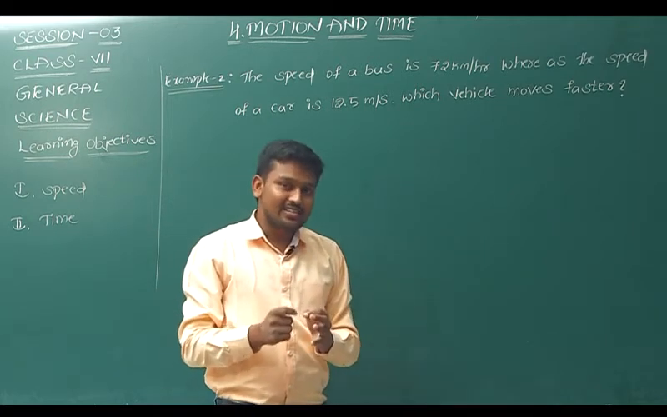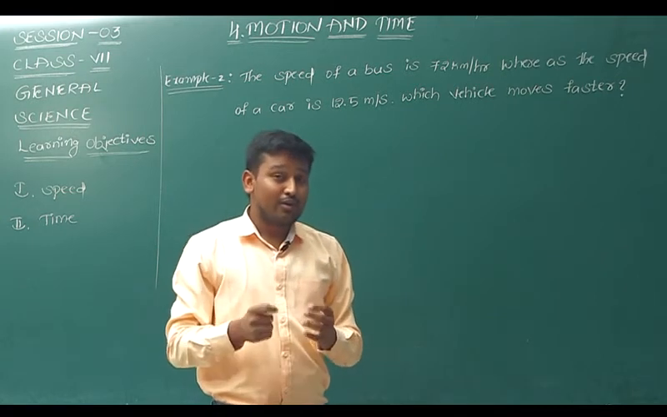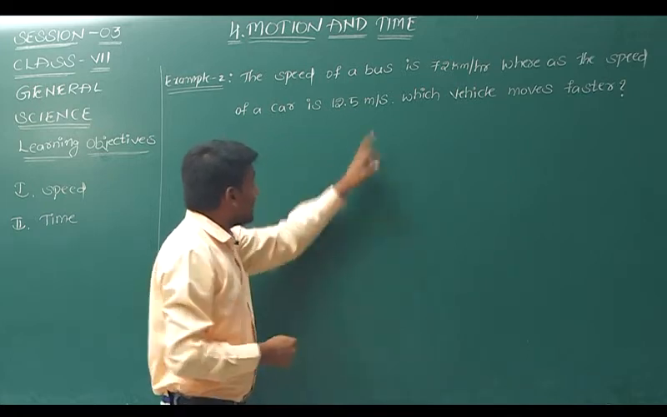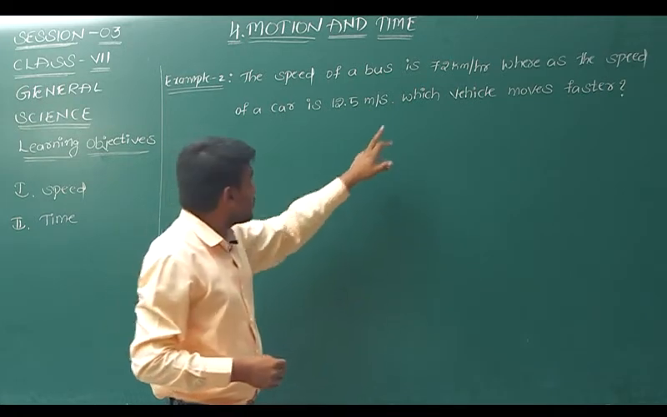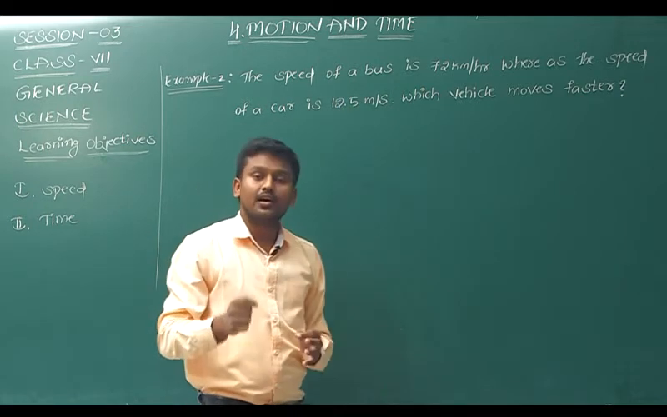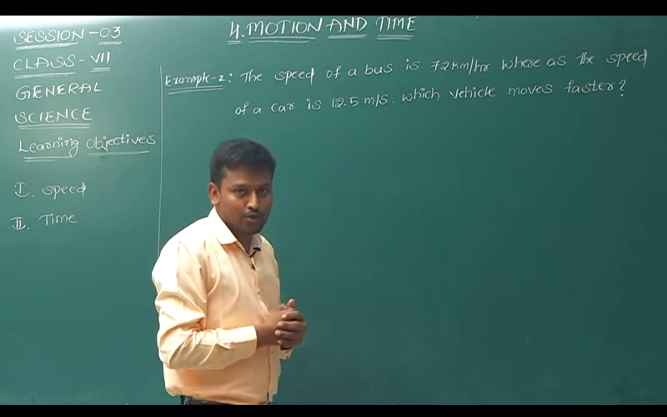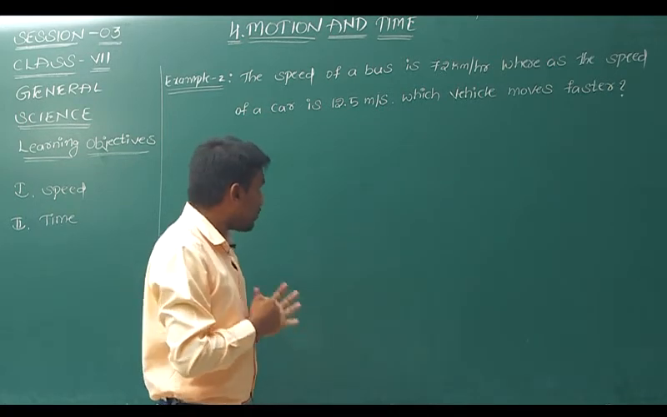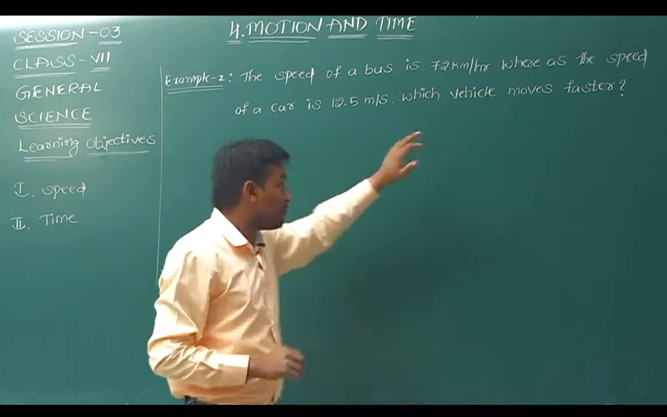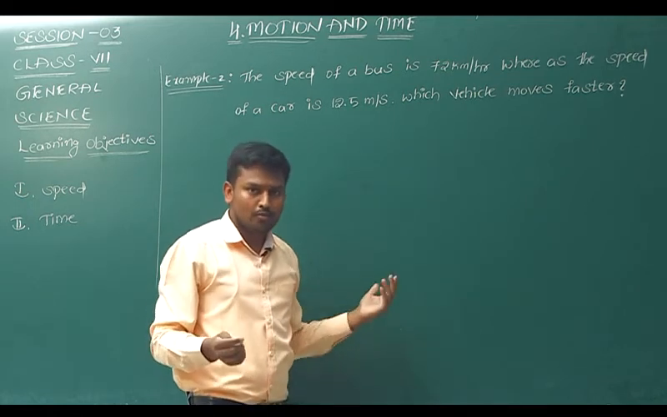So, we are asked to compare the speeds of both the car and the bus. We can compare them only if the units are the same. So either the bus or the car, they both should be in the same units, then only we can compare the speeds of both vehicles. So what we have to do here is simply convert either kilometer per hour into meter per second or meter per second into kilometer per hour. We can solve this problem in either way.